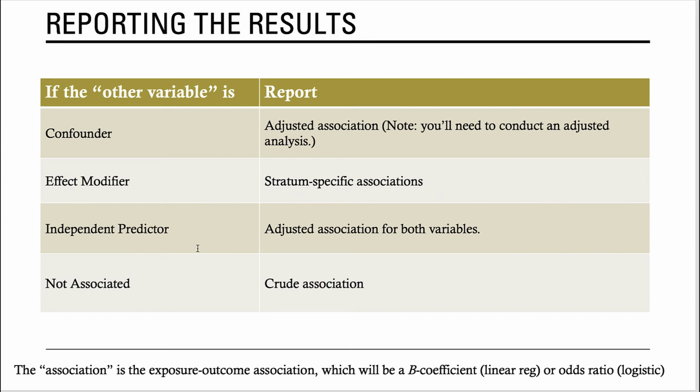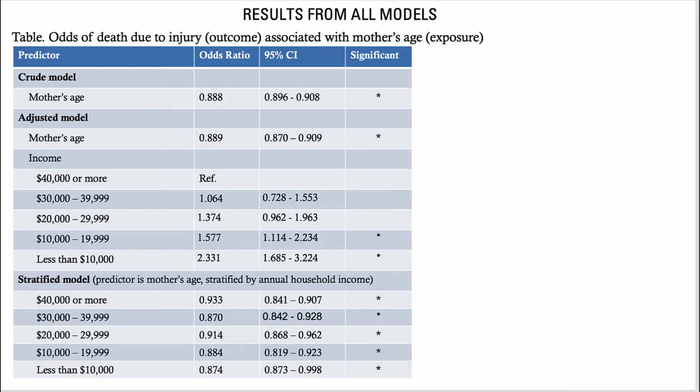If the variable was an independent predictor, you'll report the adjusted association for both variables, so for both the primary exposure and the other variable. If you found that the other variable was not associated, you can just report the crude association. Here's a table that shows the results from all the models we ran. So here's the crude model, and all of these odds ratios are the odds of death due to injury, which is the outcome, associated with mother's age, our primary exposure.